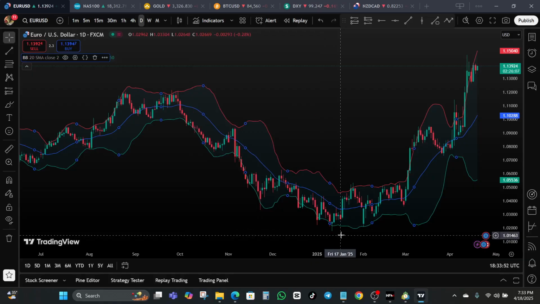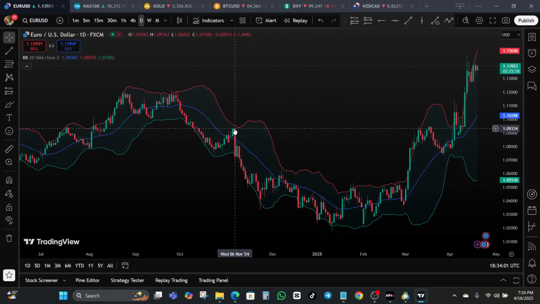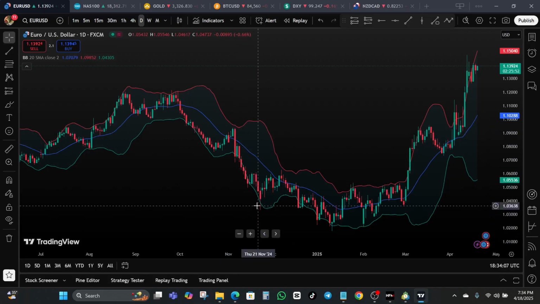So the Bollinger Bands is used to measure volatility. Price touching the upper or the lower bands may suggest a market turning point or breakout setup.